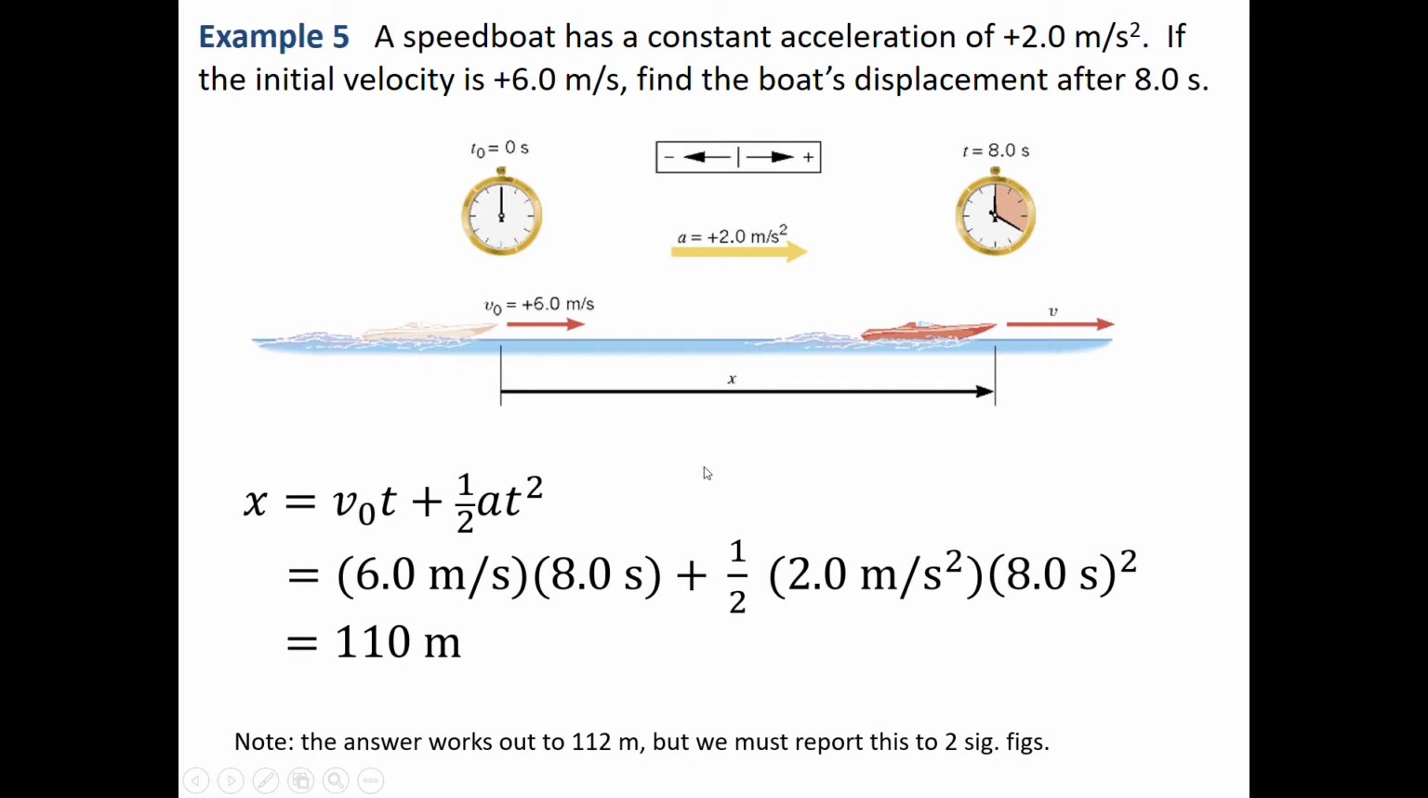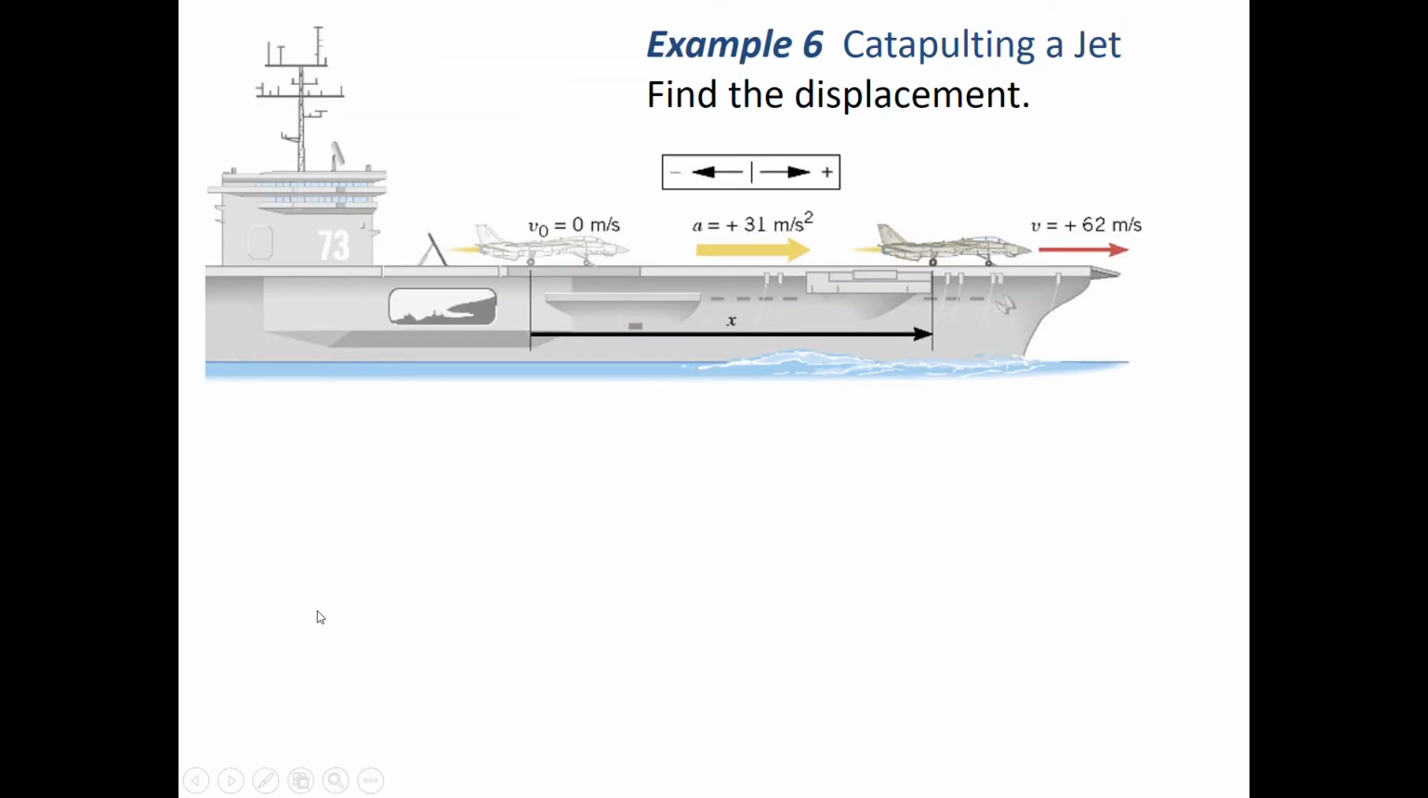Okay, so to recap the steps: write down the variables I know, pick the equation that has those variables in it, solve, plug in the numbers, get the answer, reality check. Let's do this one more time, and then that's the end of this video. Example 6. Given this diagram, find the displacement. We've got a jet that starts at 0, has a massive acceleration of 31 meters per second squared. Final velocity is 62. How far did it travel?